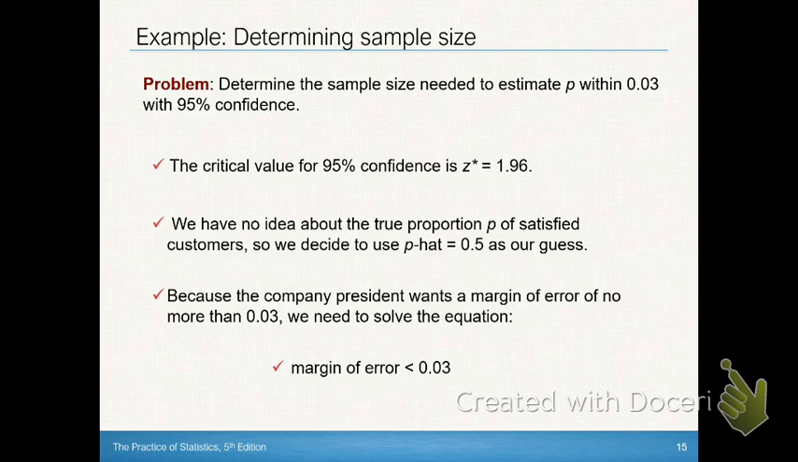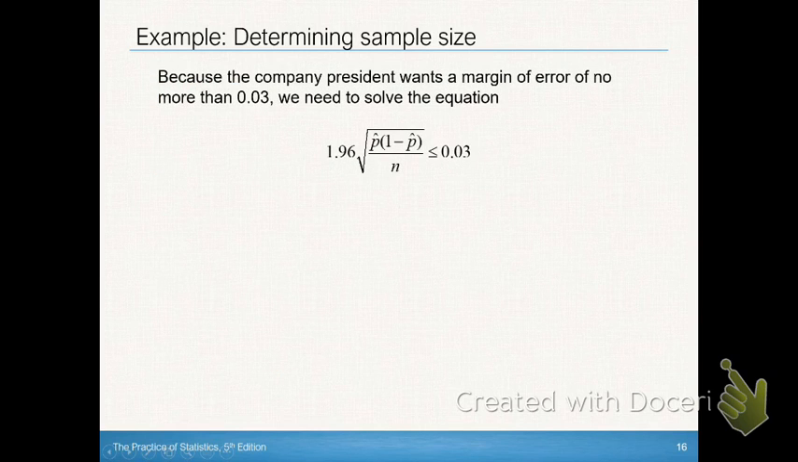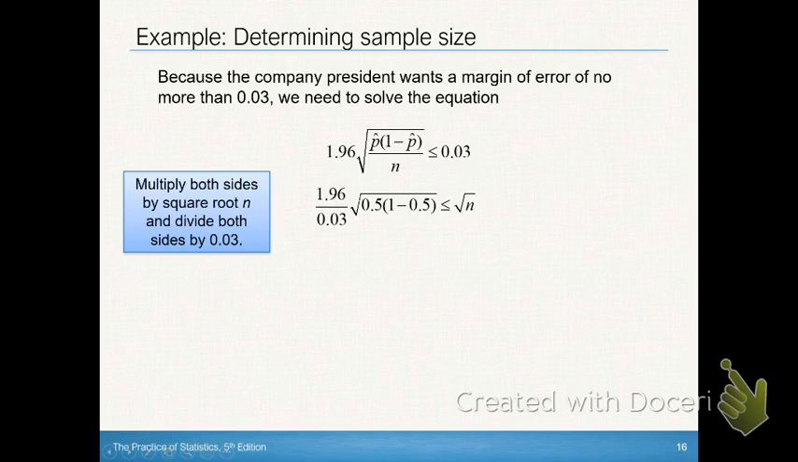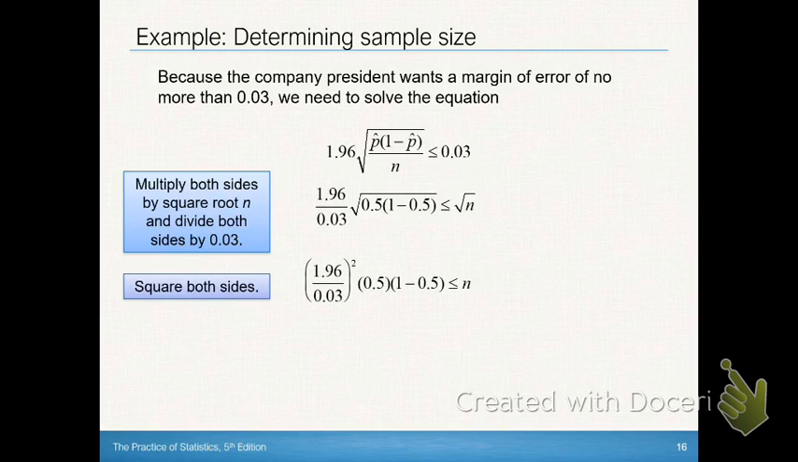So we're going to set this up, plug everything into our formula, including plugging in the 0.5s for p, since I don't know what that is. And I'm essentially just going to solve for n.